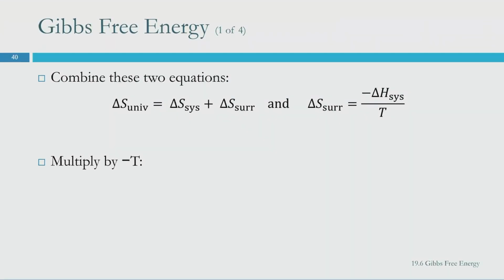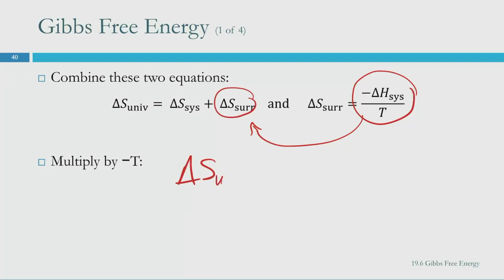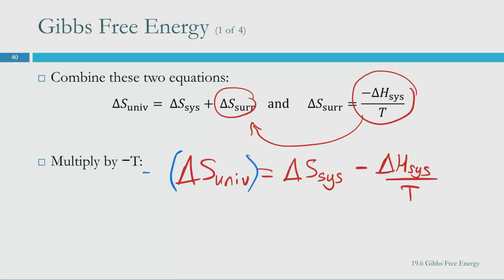If we combine these two equations and multiply by negative T, we get a new equation. So just substituting in this to here, we get this. This is just showing you where we're getting this new equation that we're going to look at on the next slide. So we multiply both sides by negative T.